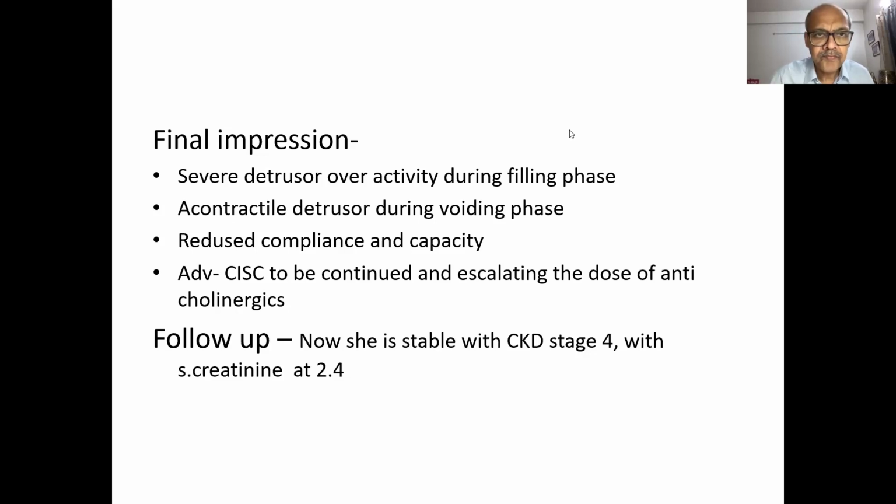Okay. Sir, for 2 months, we'll keep Foley's. After that, we'll keep CIC. 2 to 3 weeks should be enough. Okay. So, let me put it this way. There's no set time duration. So if somebody has advanced renal failure, I would keep the catheter until the GFR is improving.